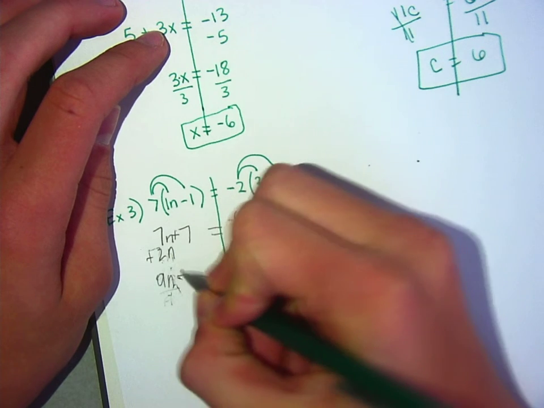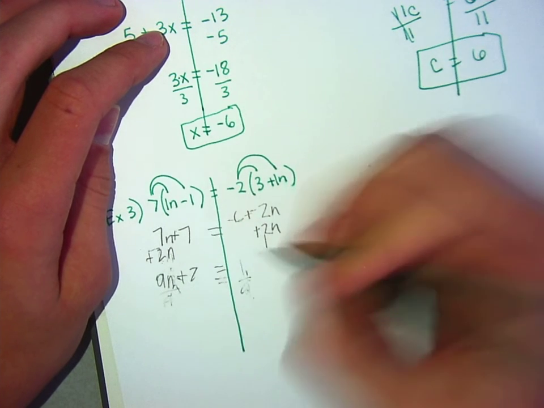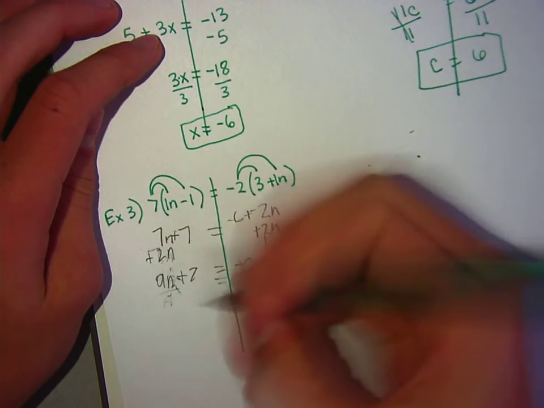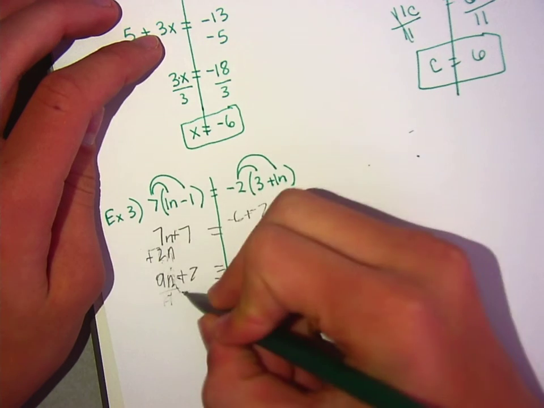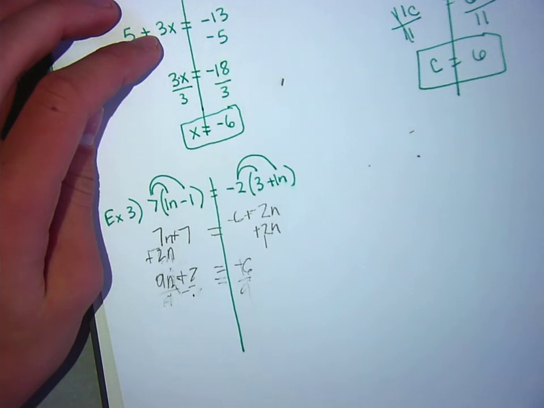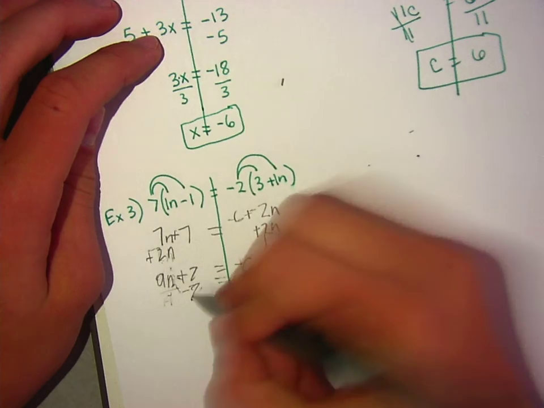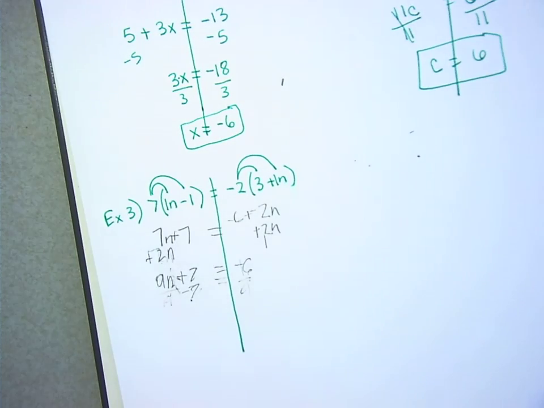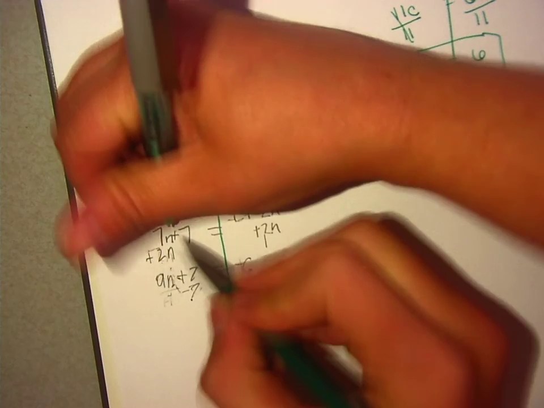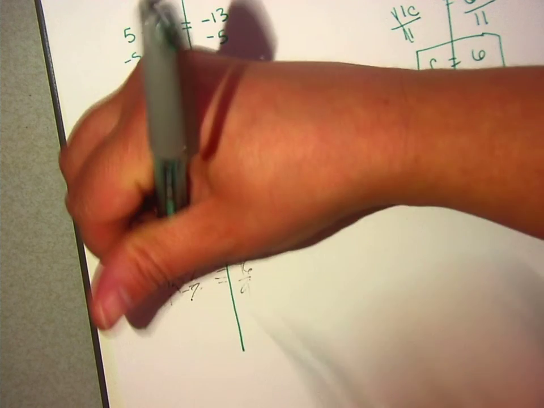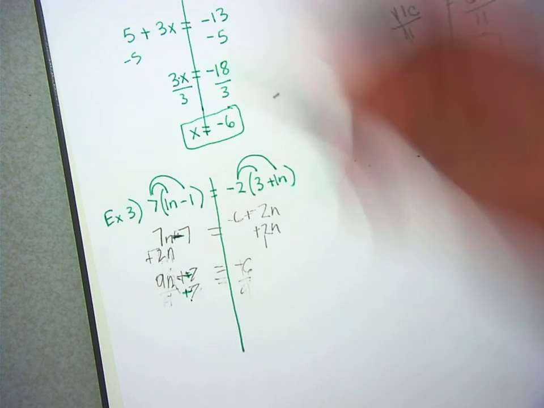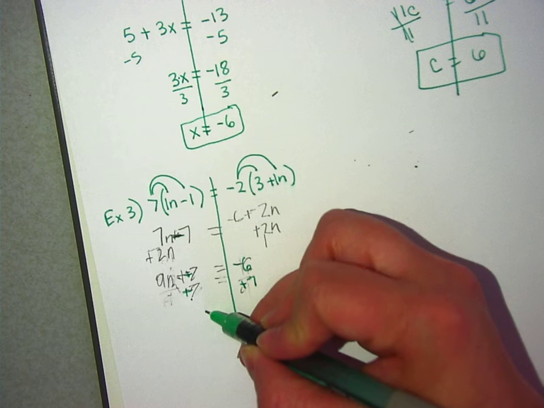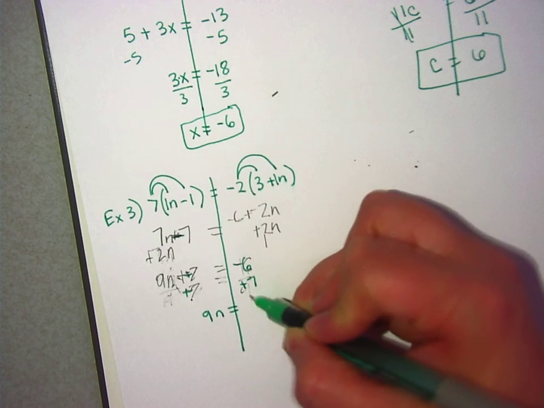So we do 7n plus 7, and then we do negative 6 plus negative 2n. And then we do minus 2n. But here, this is a minus 7 right here. Oh, sorry. That's a minus 7. But then this is negative. Right, so this is a minus. That's negative 6 plus 7 makes, what are we now? 9n equals 1. And then?